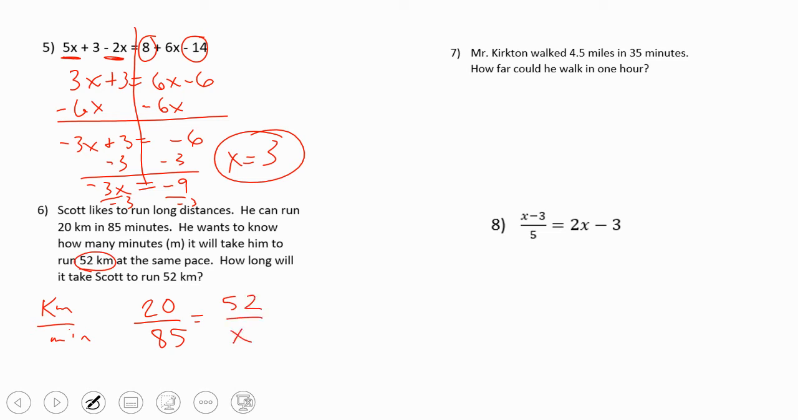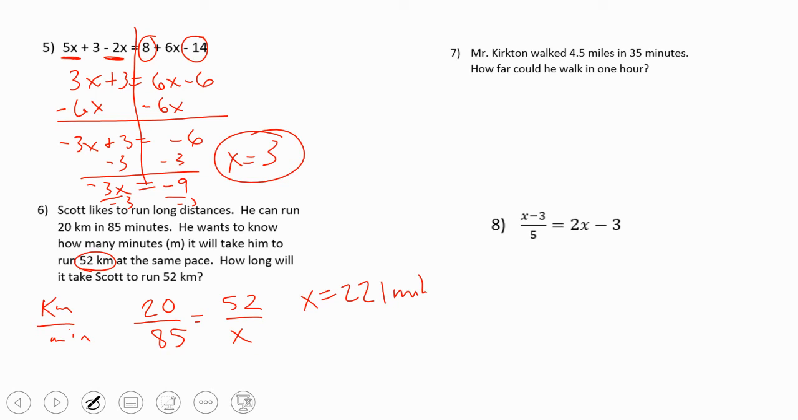So this is a good one to do in your calculator. 52 times 85, divided by 20. You get 221. And that would be minutes.